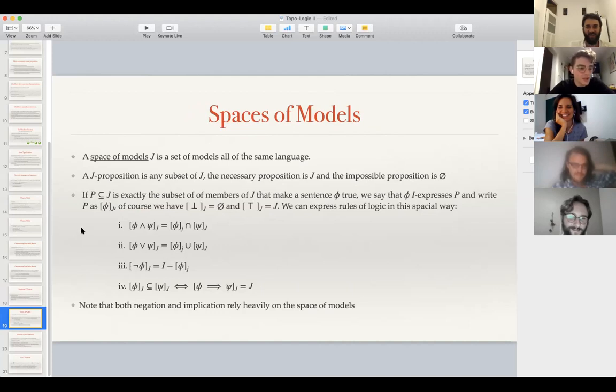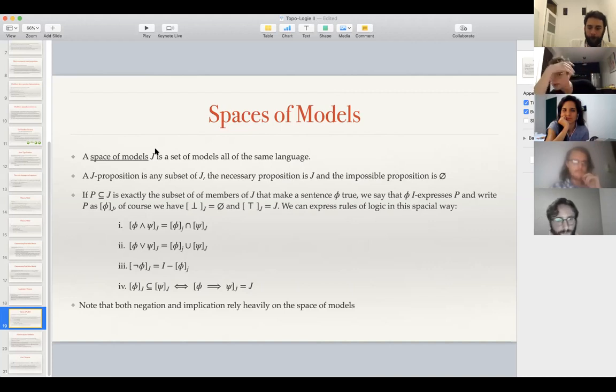Okay, so if we actually want to look at models and filters, we want to look at spaces of models. A space of models is just going to be a set of models of the same language. No other restrictions, just a bunch of models. So we're going to say that a J-proposition, a proposition with respect to the space of models J, is just going to be any subset of J. Then of course we have the necessary proposition, truth, which is J itself, the whole thing. And the impossible proposition is going to be the empty set.